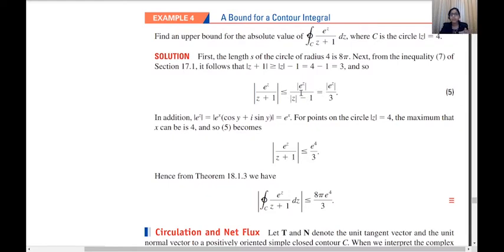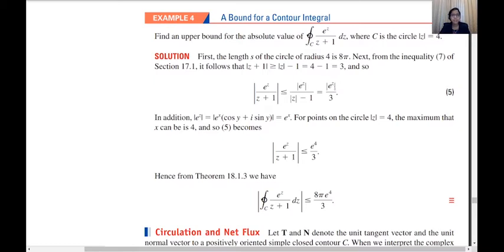Now we can determine the value of all these. Modulus z is given to be 4, so what is 4 minus 1? That is 3. So the denominator value is 3. Now for the modulus of e raised to z, because we don't need the bound in terms of any complex number or variable, we need a perfect value. So how can we determine the modulus of e raised to z?